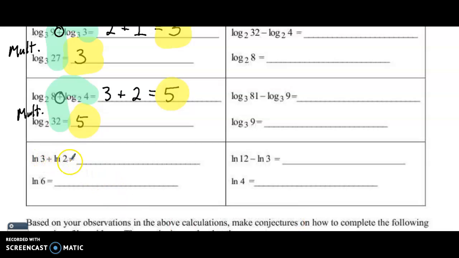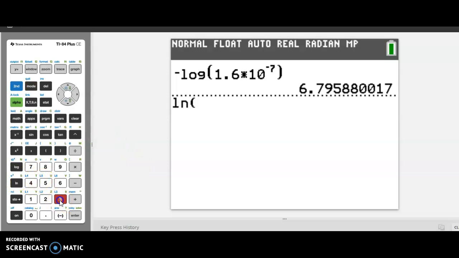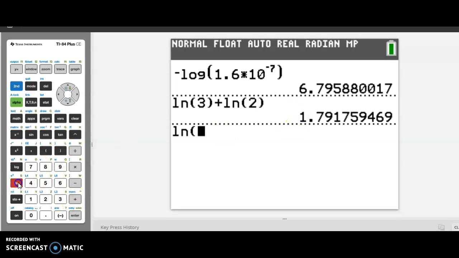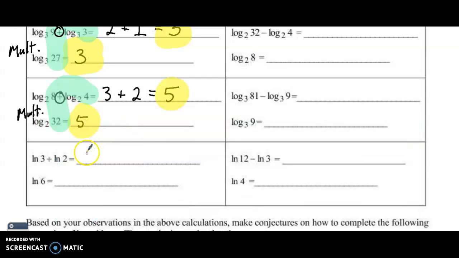You see how we have 3 and 2, we're adding, and 3 times 2 is 6. So let's investigate. Natural log of 3 plus natural log of 2 gives me a pretty ugly number, and my conjecture is natural log of 6, because 3 times 2 is 6, is the same nasty number, 1.792.